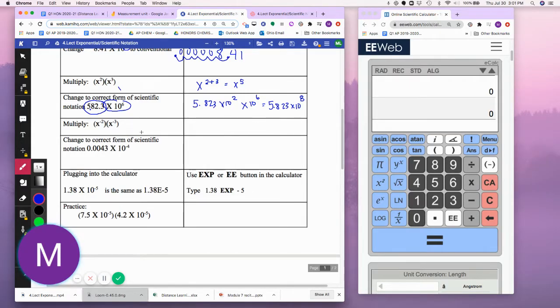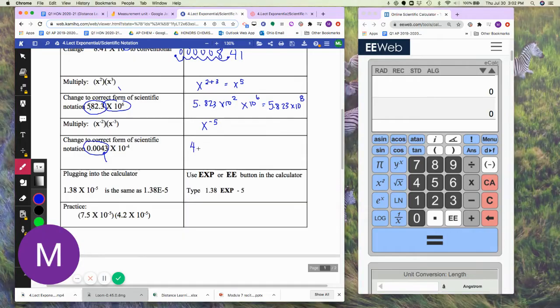Okay, now please pause the video and try to do the next two boxes. Okay, so I hope that you added the exponent, x to the negative 5. Negative 2 plus negative 3 is negative 5. So this number, try to ignore the 10 to the negative fourth for now. You have to move the decimal point between the 4 and the 3. So it'll be 4.3.